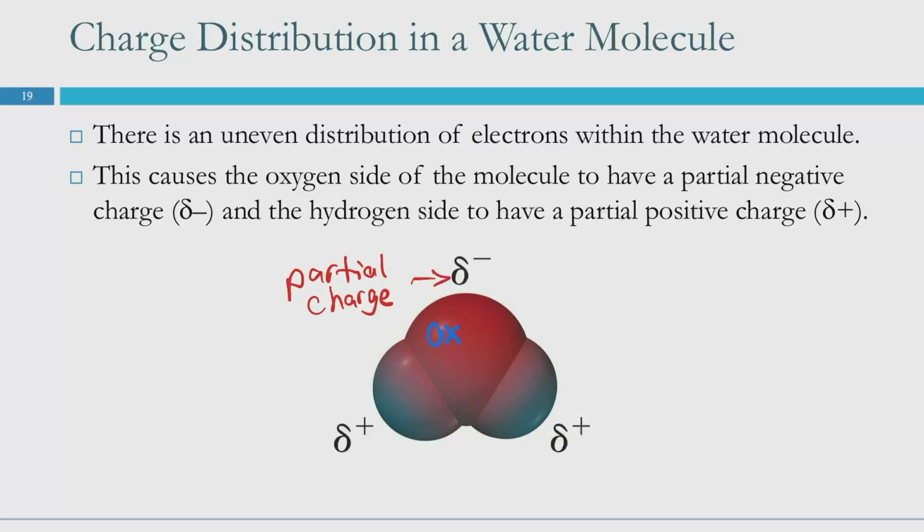Blue? So that's our oxygen. And our hydrogens are kind of being bullied. They're getting their electrons stolen by the oxygen. And so they end up with a partial positive charge. They don't have as many electrons as they should, and so they end up with a partial positive charge.